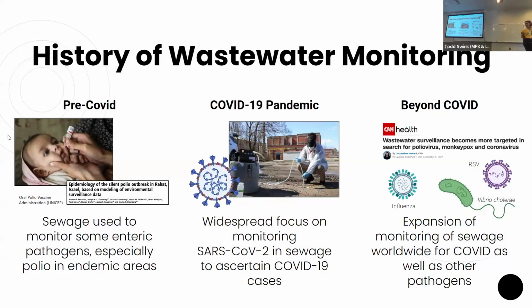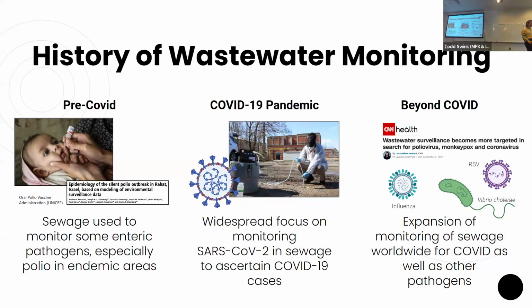This is that history of wastewater monitoring that I was mentioning. So the sewage used to be used to monitor enteric pathogens, especially polio in endemic areas. Really had this shift during COVID to say, wow, this respiratory virus is shed a lot in feces. I bet we can track that in wastewater, and kind of cracked open the can of worms of what are all the other things we can monitor in wastewater. And so now the expansion of monitoring things in sewage has gone very, very wide.